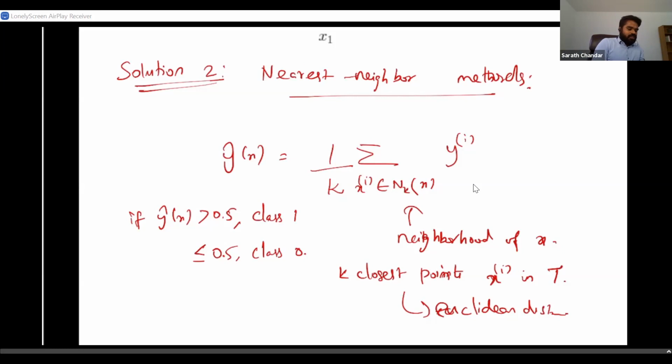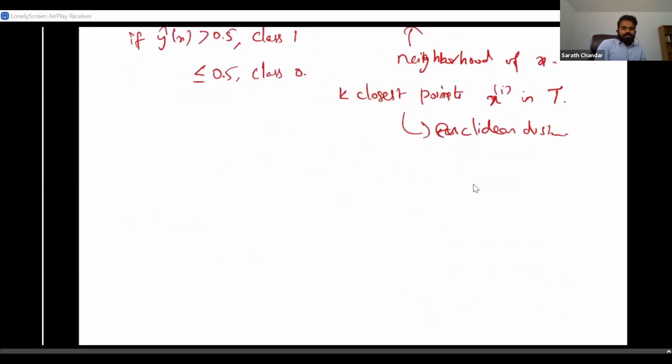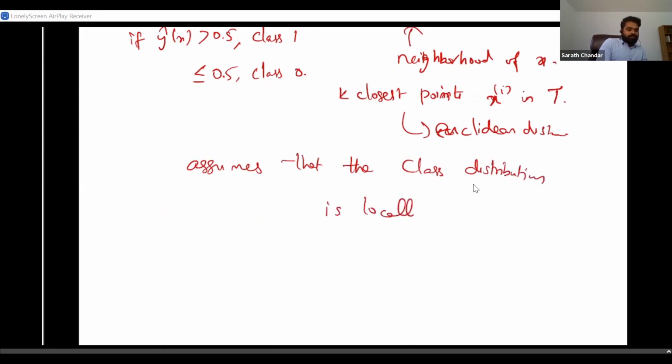Now this nearest neighbor solution basically assumes that the class distribution is locally smooth. We assume that all the examples in one particular local region are going to have similar classes.